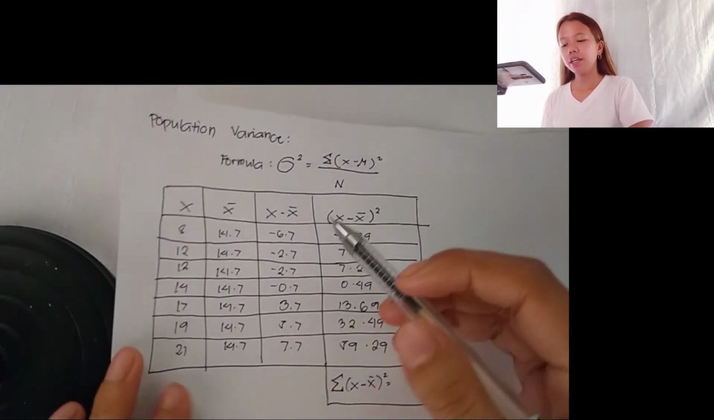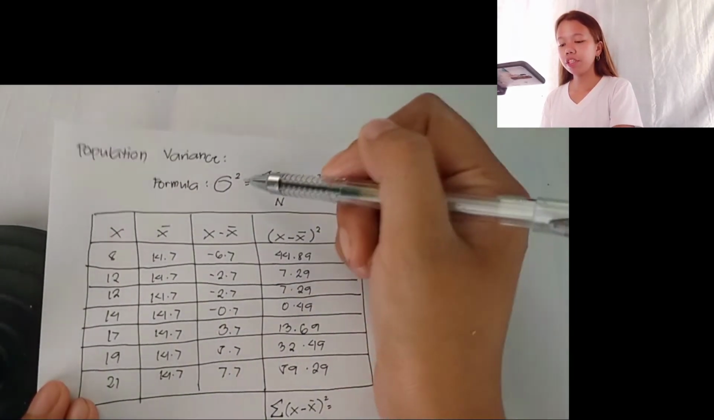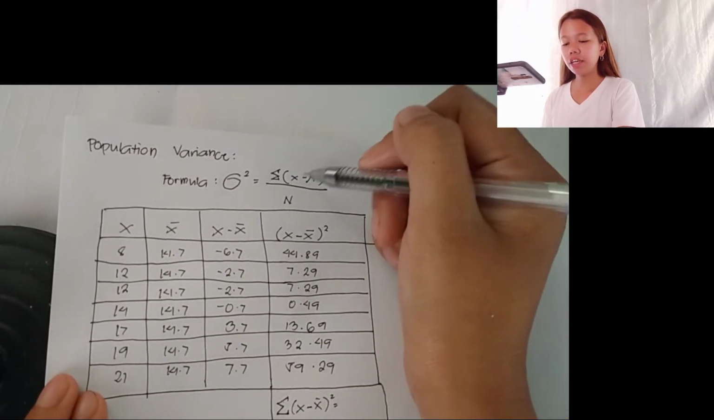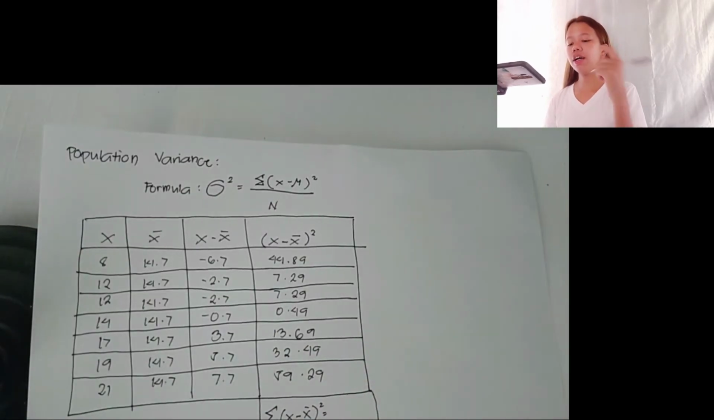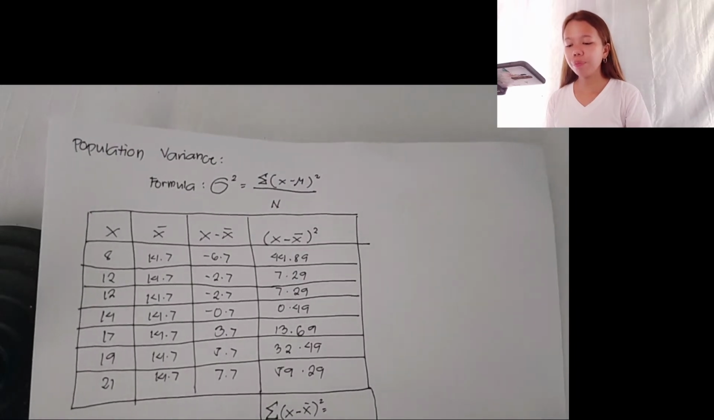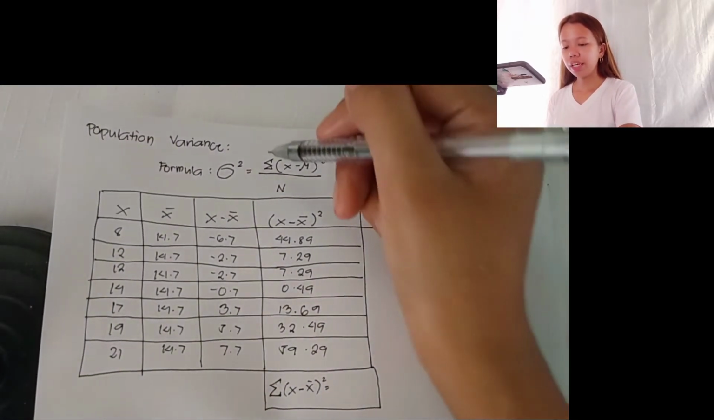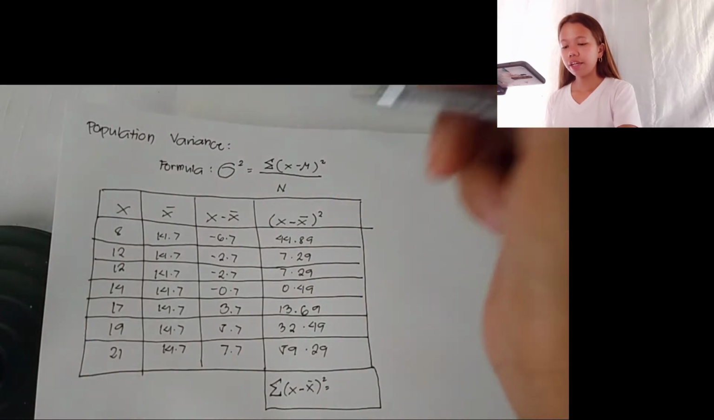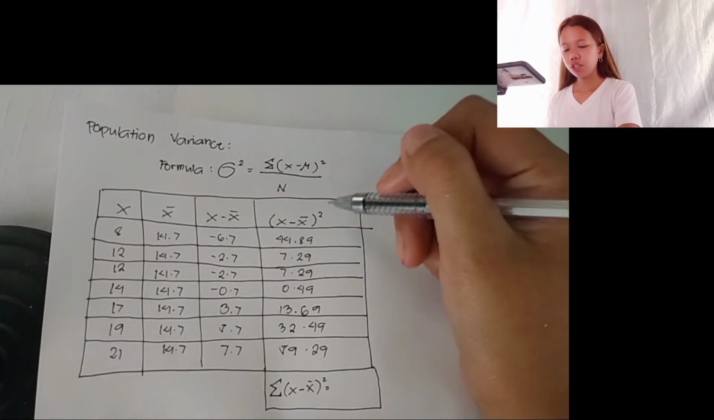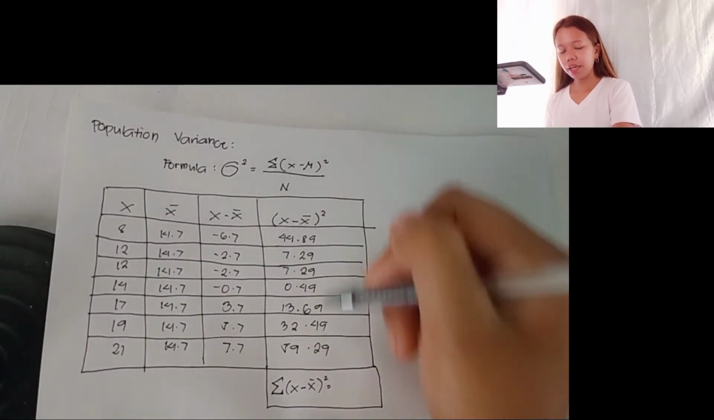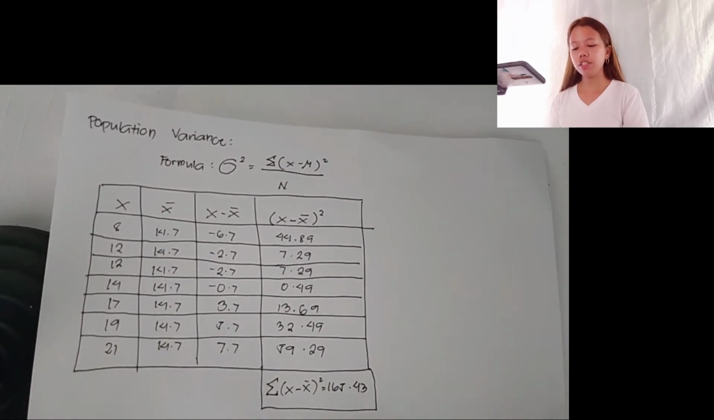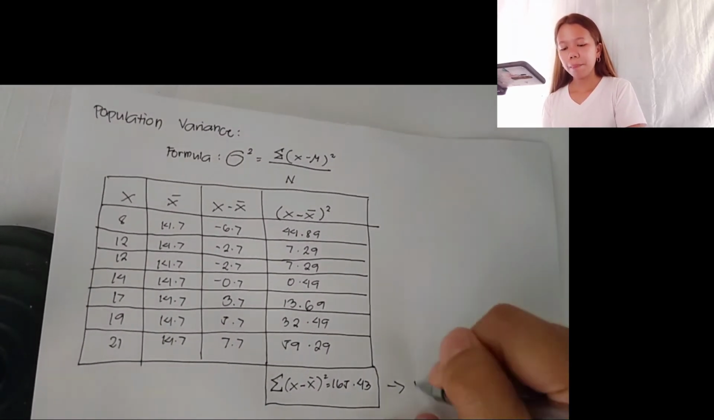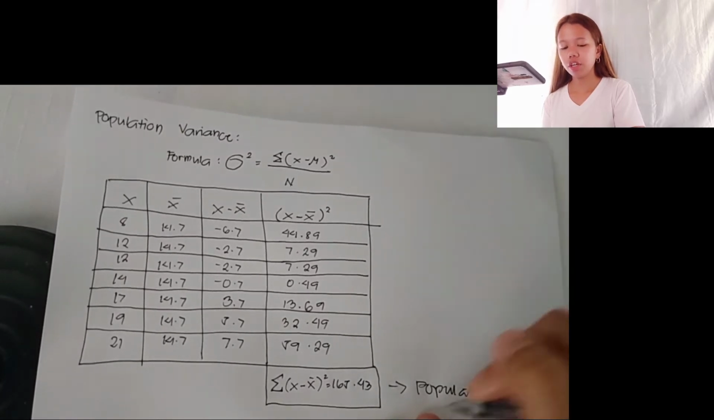So the formula, by the way, is here. Population variance is equal to the sum of the data values minus the mean squared over n, or the number of values. So we will sum the squared differences. So this would be the answer. The sum is 165.43. This will be our population variance.